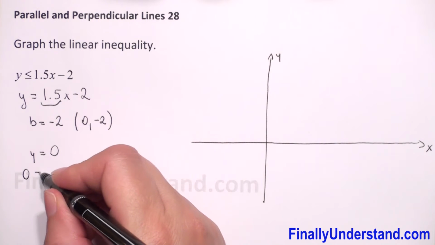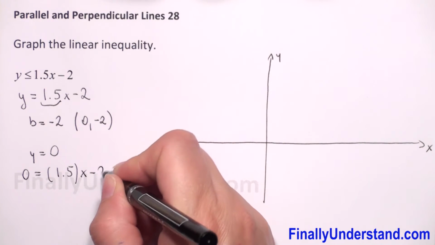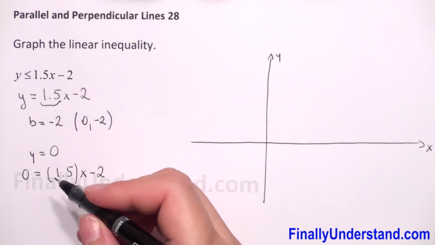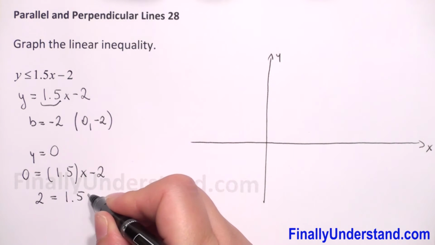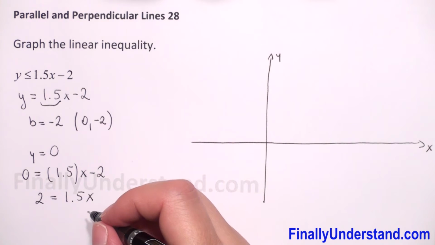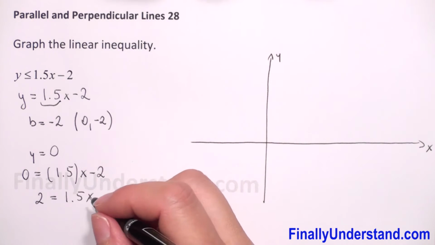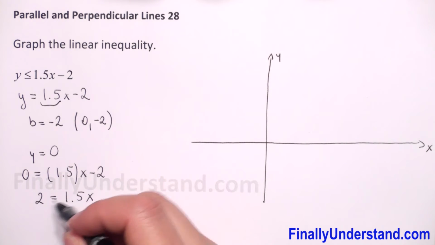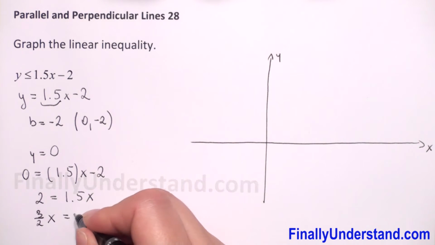So we have 0 equals 1.5 times x minus 2. I will move negative 2 to the left side, so we will have 2 equals 1.5x. Now we have to divide both sides by 1.5, and let me change 1.5 to a fraction. I will change the sides, so it will be 1.5 is 3 over 2, x equals 2.